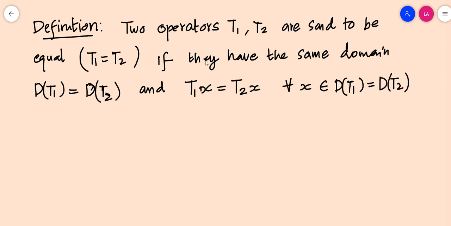So two operators T1 and T2 are said to be equal if their domain is equal and the values at the corresponding points are equal. If these two conditions are satisfied, then we can say that the two operators are equal. Now another definition. I think you might have heard about restriction and extension of a function. Similarly, we can define restriction and extension of operators as well.